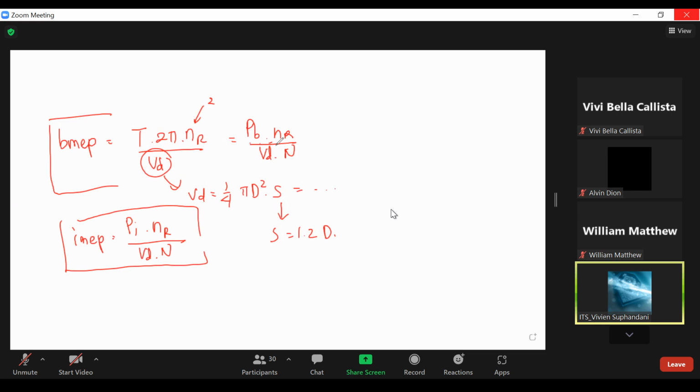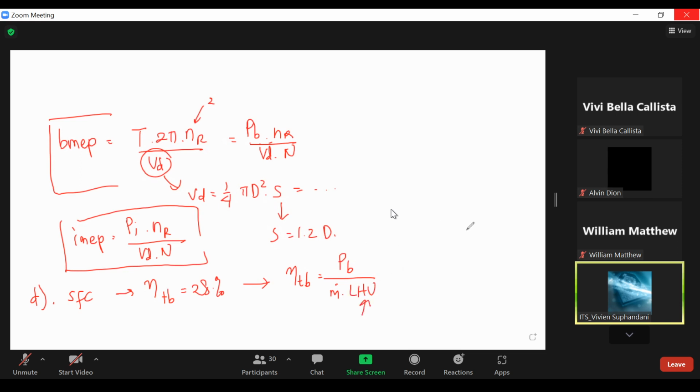And afterward, we can find question D, which is specific fuel consumption. If we know the total efficiency is now 28%, so that we can calculate the m dot first. So we can calculate the brake thermal efficiency, that will be PB over m dot times the lower heating value. The one that is known is the lower heating value.